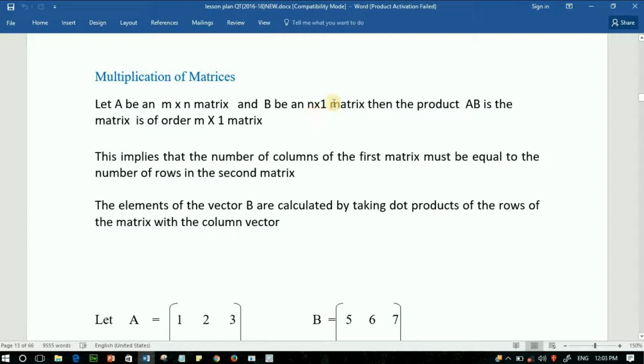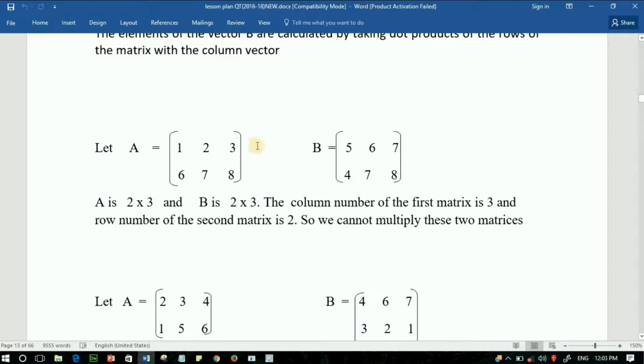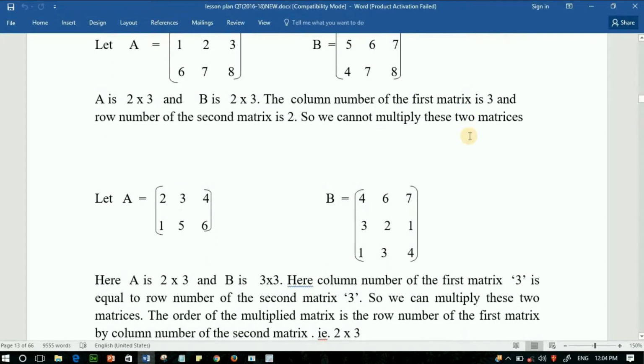Then multiplication of matrices is very important. If you want to multiply two matrices, the column number of the first matrix should be equal to the row number of the second matrix. Otherwise, we can't multiply these two matrices. For example, A = [1, 2, 3; 6, 5, 8], its order is 2 by 3. And B = [5, 6, 7; 4, 7, 8], its order is 2 by 3. You can see that the column number of the first matrix is 3, but the row number of the second matrix is 2. So we can't multiply these two matrices.